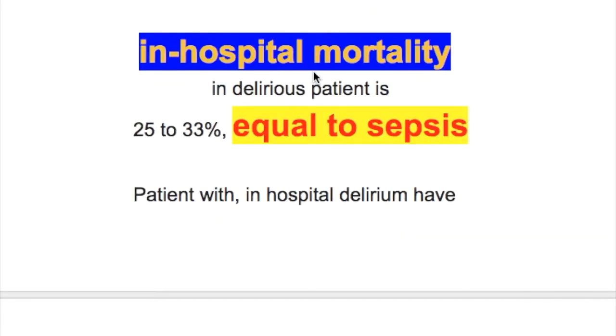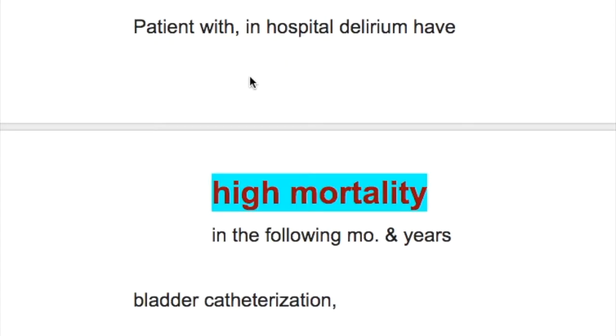What's the in-hospital mortality rate from delirium? In-hospital mortality in delirious patients is 25 to 33%. This mortality is equal to the mortality caused by sepsis. Patients with in-hospital delirium have high mortality in the following months and years.